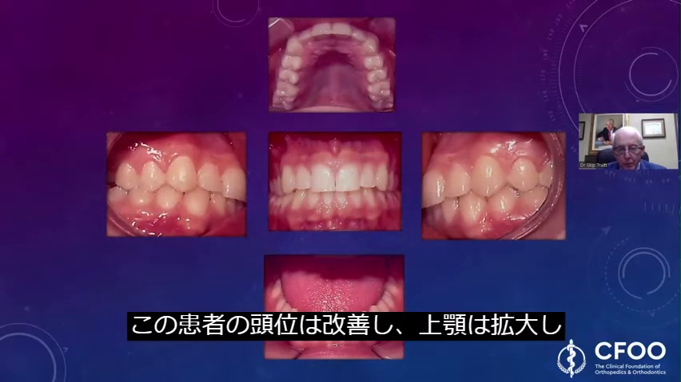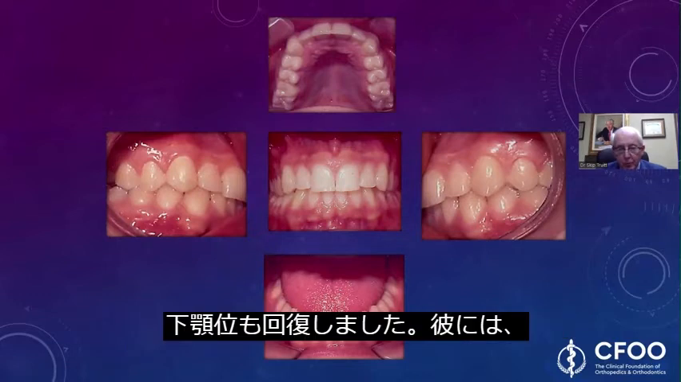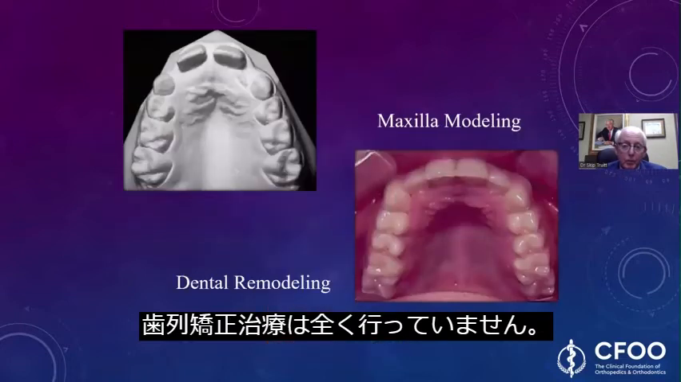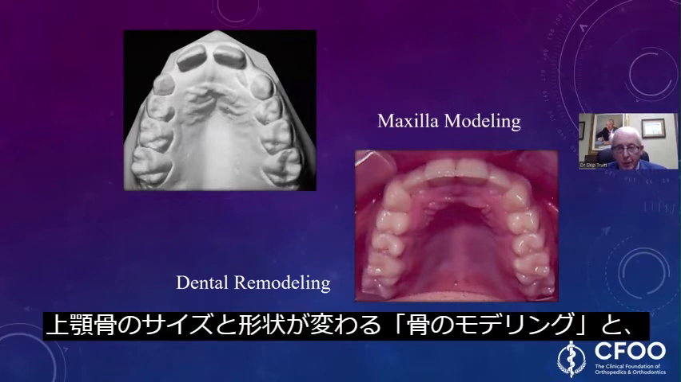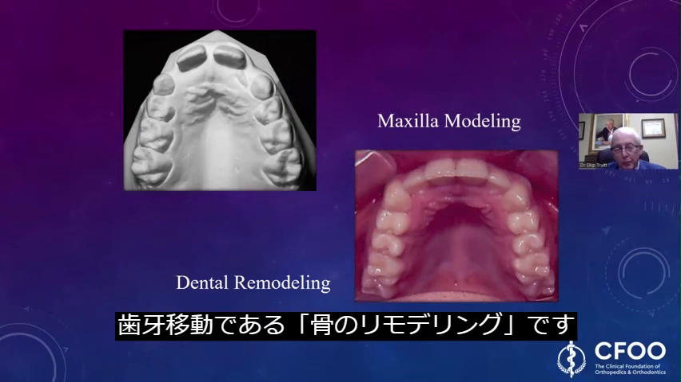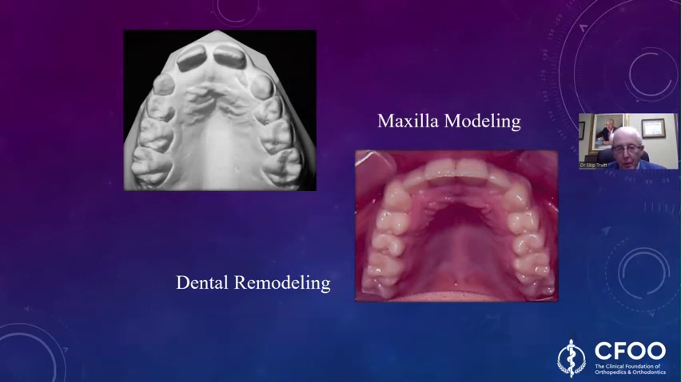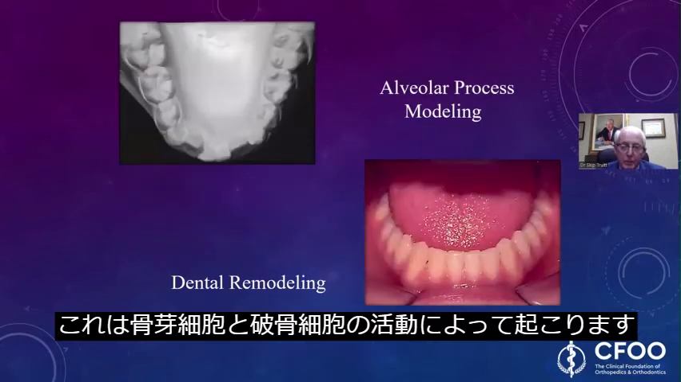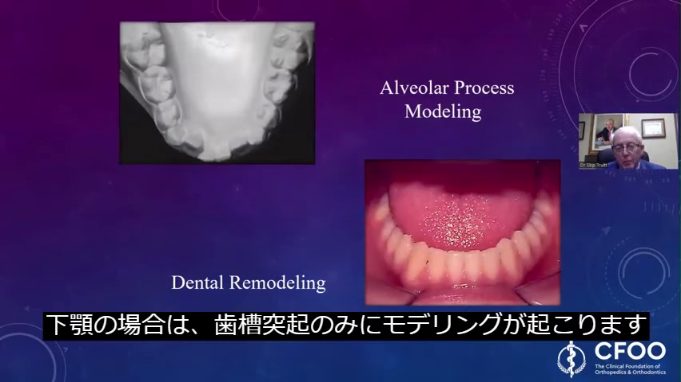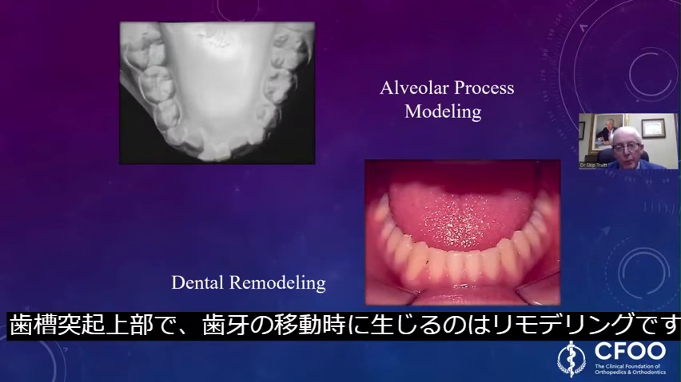This child's had their arches developed, the mandible repositioned, and there's actually been no active orthodontic therapy to this point. So 2 things are really happening within this maxilla. It's changing in size and shape, it's modeling. And then the dental units are moving through the maxilla. That's known as remodeling. That's the osteoblastic, osteoclastic activity. In the case of the mandible, it's only the dental alveolar ridge that's modeling, with the dental units remodeling on the ridge.